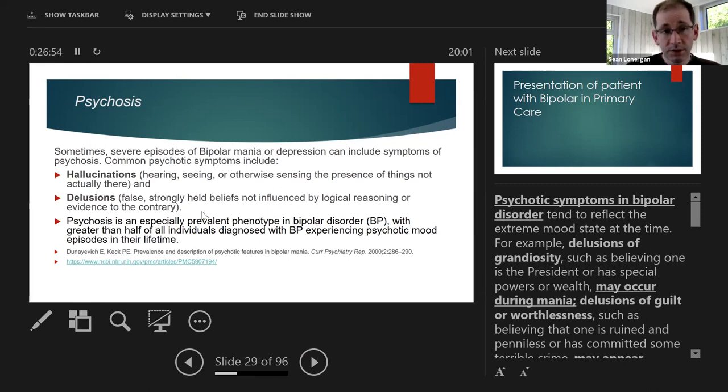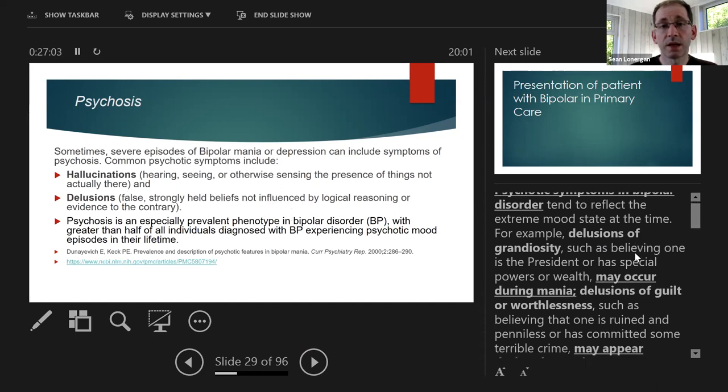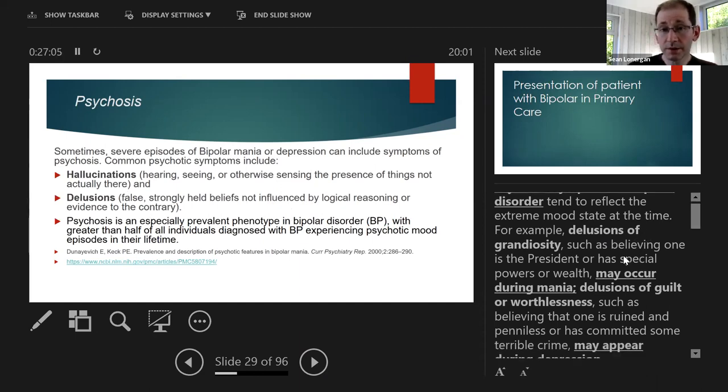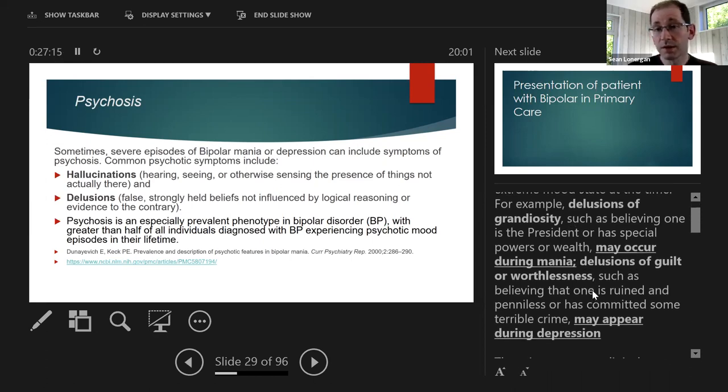When it comes to hallucinations and delusions, they're very much influenced by the person's mood. So if a person is experiencing a manic episode, they're more likely to have delusions of grandeur, feeling extra special and powerful. If they're having a depressive mood episode with psychotic features, they may well be having delusions of guilt or worthlessness, such as that they ruined someone's life, or that they are ruined and penniless, or that they committed some terrible crime that they have done nothing of the sort.